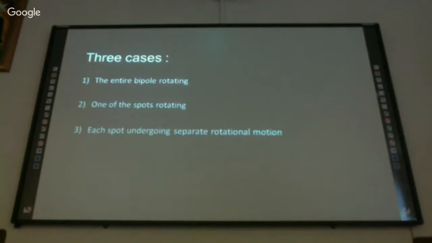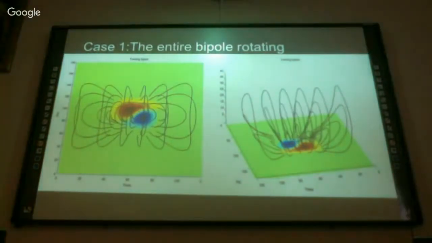Right, so we studied three cases. One case is when you have a bipole with two poles, and the whole thing is rotating about the center of the bipole. The second case is when one of the spots is rotating. A third case where each spot is rotating. They're co-rotating in the same direction, but undergoing separate rotation about their own centers. So we simulated that, and these are the first results that we got out of the simulations.